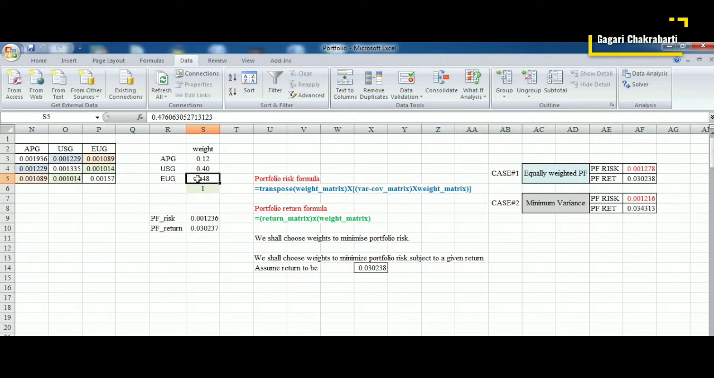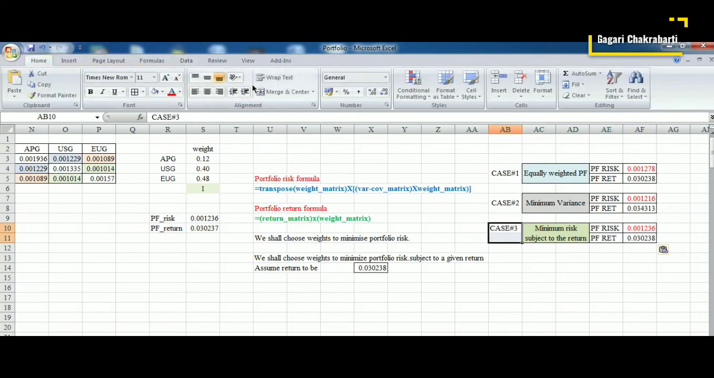So now we see that the UG is getting the highest weight, USG is getting the second highest, whereas Asia Pacific Green is getting a negative weight. So disinvestment in Asia Pacific Green. Now this is the case since we are not banning the short selling. So if we put a ban on short selling, then we shall not be getting the negative weights. Instead, we shall be getting a 0 weight.